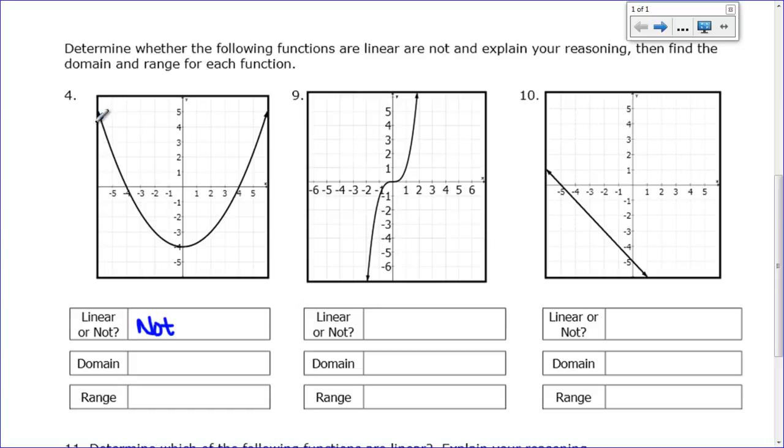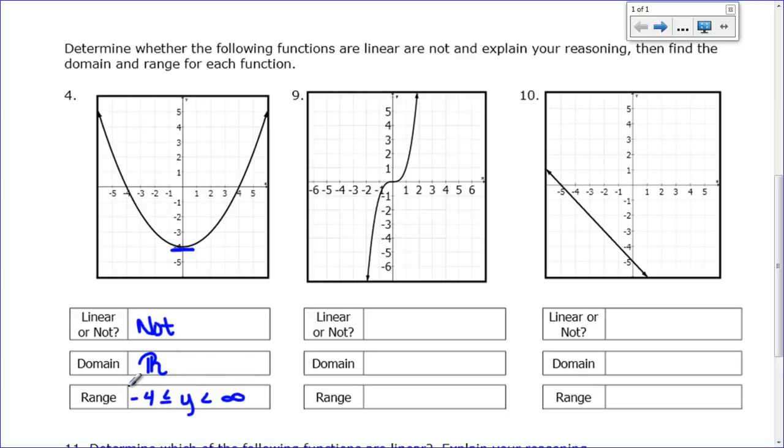So domain, remember, goes from left to right, and this graph has arrows on both sides, so it goes to the left forever and to the right forever, so my domain is just all real numbers. My range, though, goes from the bottom to the top, and down here at the bottom of my graph, it starts at -4. And so it goes from -4 all the way up to infinity because these arrows point up. And so it starts at -4 and goes to infinity. So this is one way to write the problem.